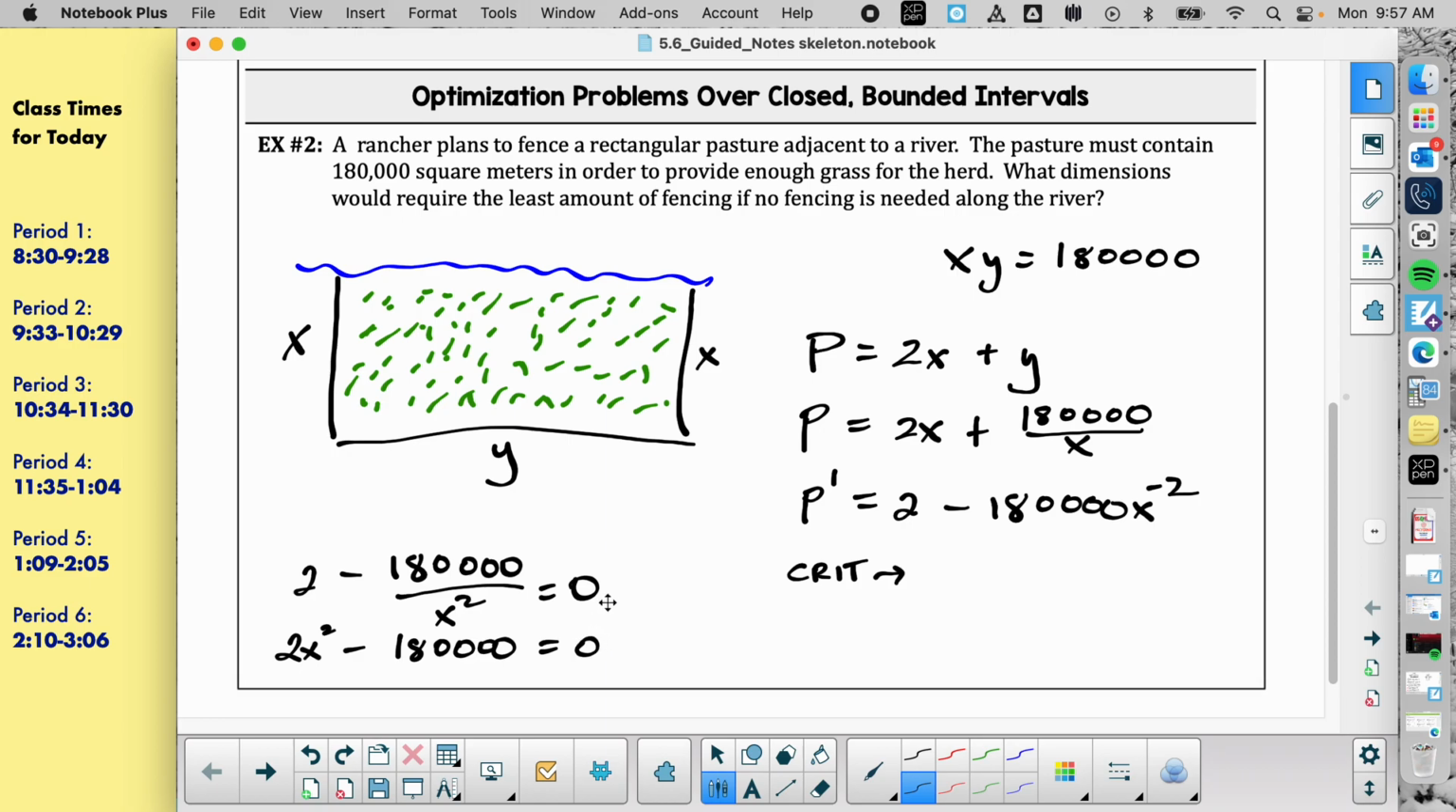I don't think that's what you meant, but that still works. You could have added that whole term to the other side, and it's still the same thing. But okay, so x squared equals 90,000. Is that 300? Okay, so x is plus and minus 300. That's my crit numbers. And I should immediately throw out negative 300 if I'm being smart, because a negative value for your fence just doesn't really seem right. So 300 is our only critical value.